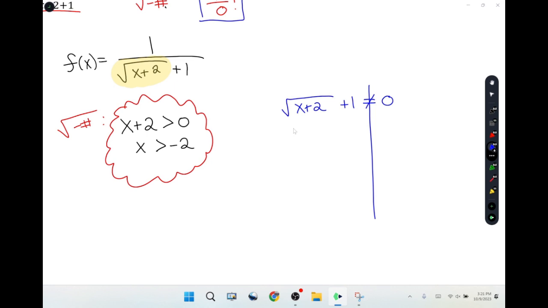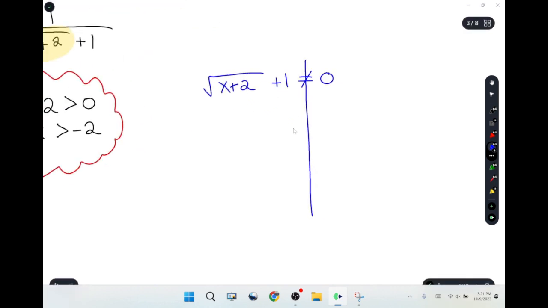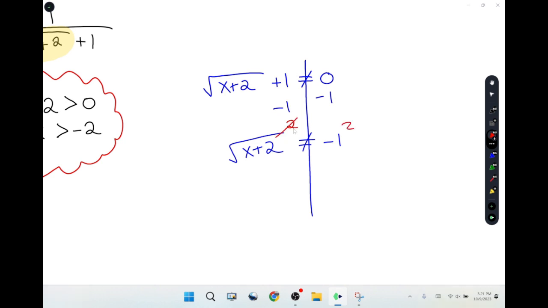Can this square root ever be negative? Square root's always positive, right? So can it ever be negative 1? No. Not really. Remember when we did the first test and there was the square root questions, and at the end of the questions, that was the only one where it said check your solutions for those things called extraneous? That's kind of what we're about to see here. Square root of x plus 2 better not be negative 1. And then your brain would kind of be like, let's square it.